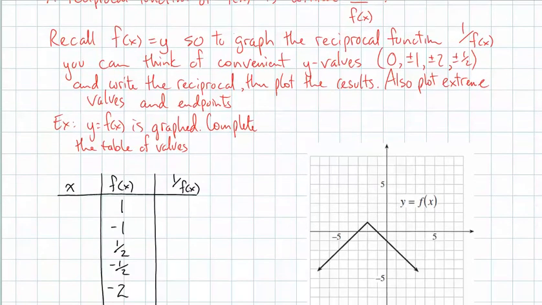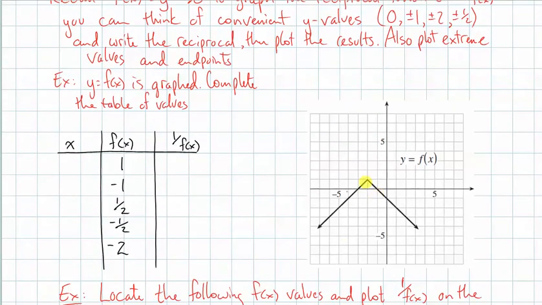I've got a table set up and I've got an image of f of x set up here. We're going to work with this. So, the y value is 1, right here. That's when the x is negative 2. What's the reciprocal of 1? Well, 1 over 1 is 1. So, I'm going to plot a dot at the same point as I had on the original function. This is called invariant. It does not vary.